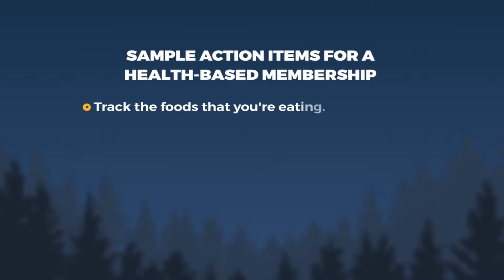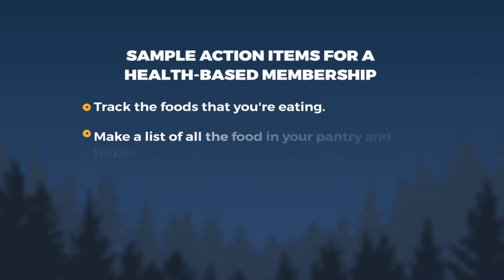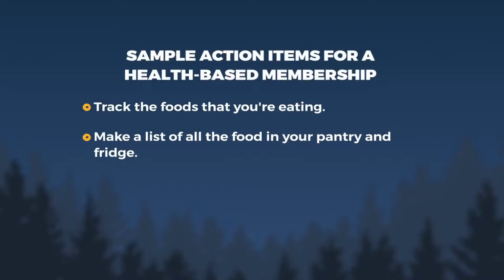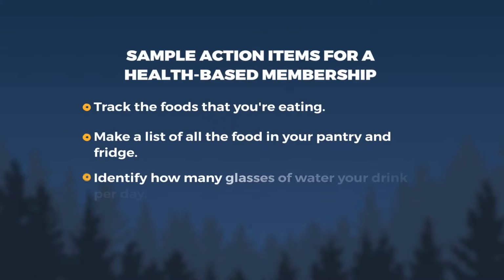So if we go to the first stage, some of the action items might be, number one, track the foods that you're eating using this particular tracking sheet. So you might give them a worksheet that helps them track the food that they're eating. Because by doing that, they now have a heightened awareness of what they're actually eating and putting in their body. Number two action item might be make a list of all the foods that are in your pantry and in your fridge. So again, you give them some type of a tracking sheet. They would go through and they'd make a list of all of those foods in their pantry or in their fridge.